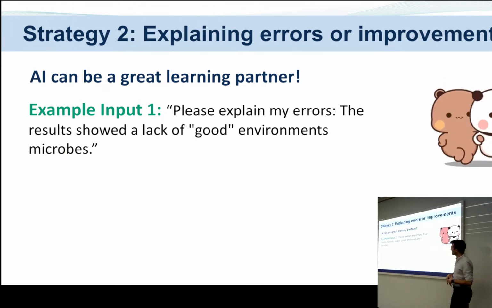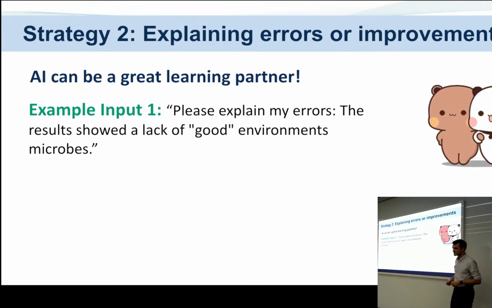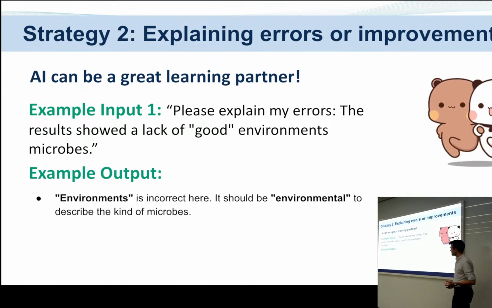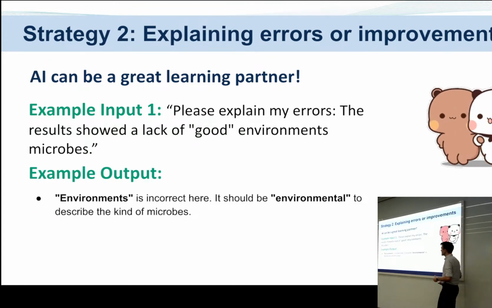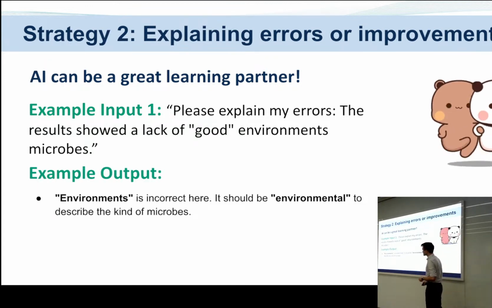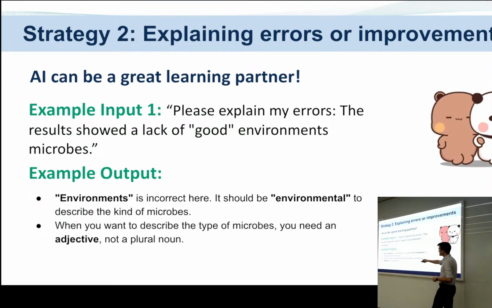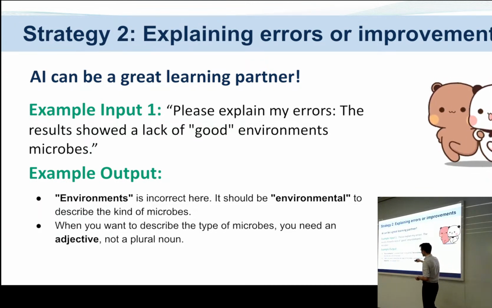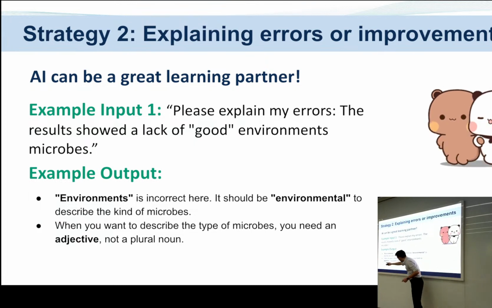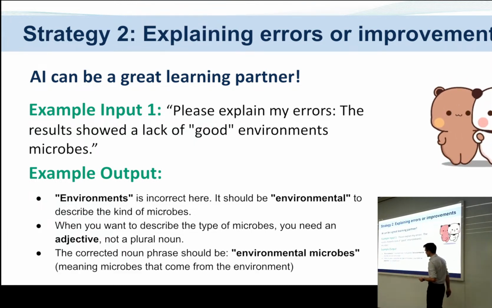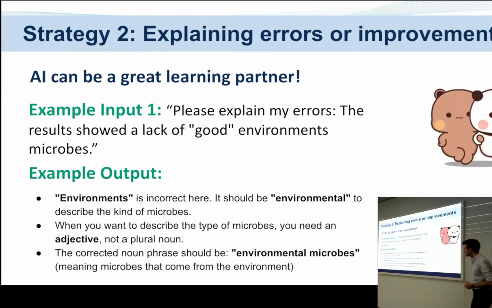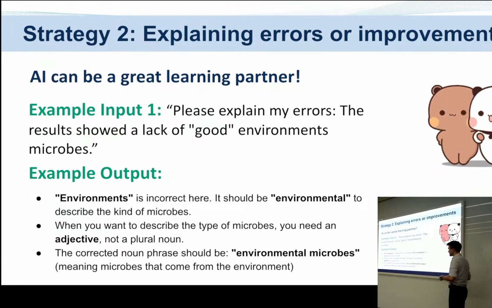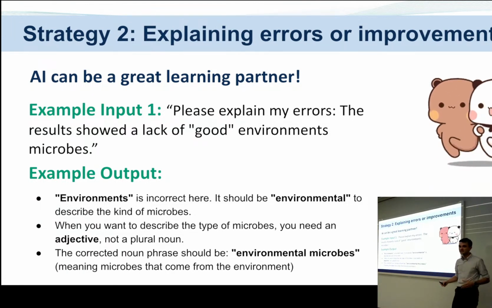The results showed a lack of good environments microbes. Please explain my errors. Example output, environments is incorrect. It should be environmental to describe the kind of microbes. When you want to describe the type of microbes, you need an adjective and not a plural noun. The corrected noun phrase should be environmental microbes. Great. Lots of detail in my mistake.